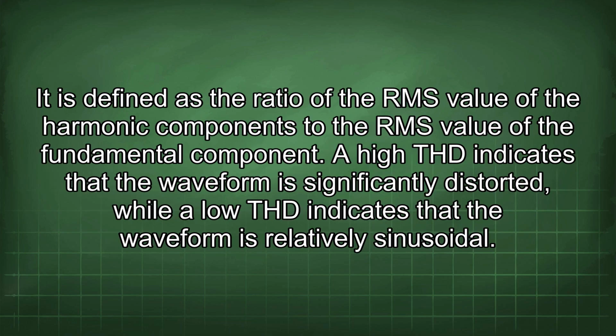The total harmonic distortion is a measure of the amount of harmonic content in a waveform. It is defined as the ratio of the RMS value of the harmonic components to the RMS value of the fundamental component. A high THD indicates that the waveform is significantly distorted, while a low THD indicates that the waveform is relatively sinusoidal.